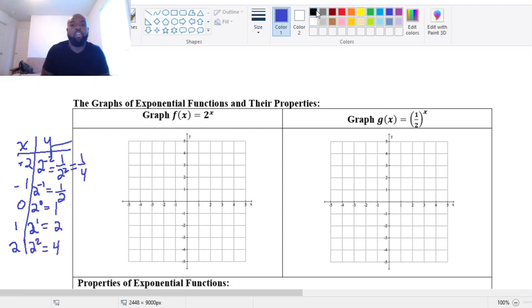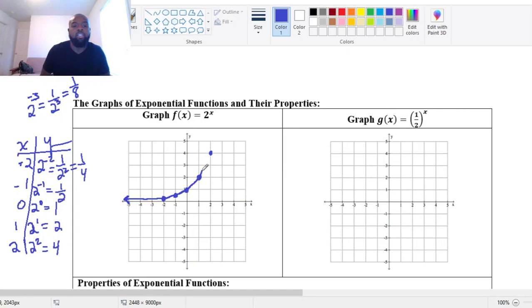So my ordered pairs on this graph will be the point -2, 1/4. So it's going to go up a little bit. -1, 1/2. 0, 1. 1, 2. And 2, 4. Notice if I were to go to some more x values that are smaller than -2, for instance, 2 to the -3, that will be 1 over 2 to the third power, so that'd be 1/8, which is even smaller. So I have -3, 1/8. If I did -4, I get 1 over 16. If I did -5, I get 1 over 32. And so my values on the left side here are going to get closer and closer and closer to the x-axis.